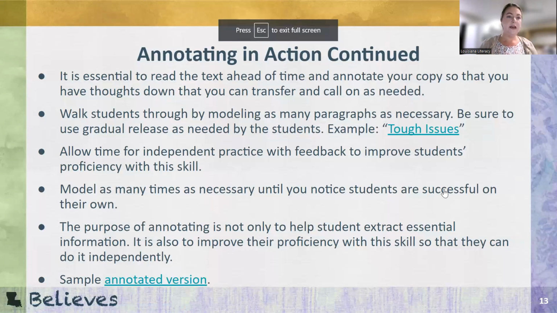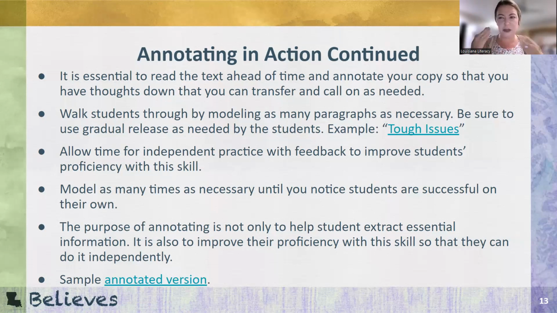Okay. So it is essential to read the text ahead of time as the teacher and annotate your copy so that you have thoughts down that you can transfer and call on as needed. We don't want it to be a blind read; we're trying to think and process as we go. Walk students through them by modeling as many paragraphs as necessary. Be sure to use gradual release as needed by the students. So let's say that I modeled one paragraph and I saw nothing about the Constitutional Convention. I might keep reading until I do, because there's more than one challenge in there, okay? Or whatever it is that you're teaching about.